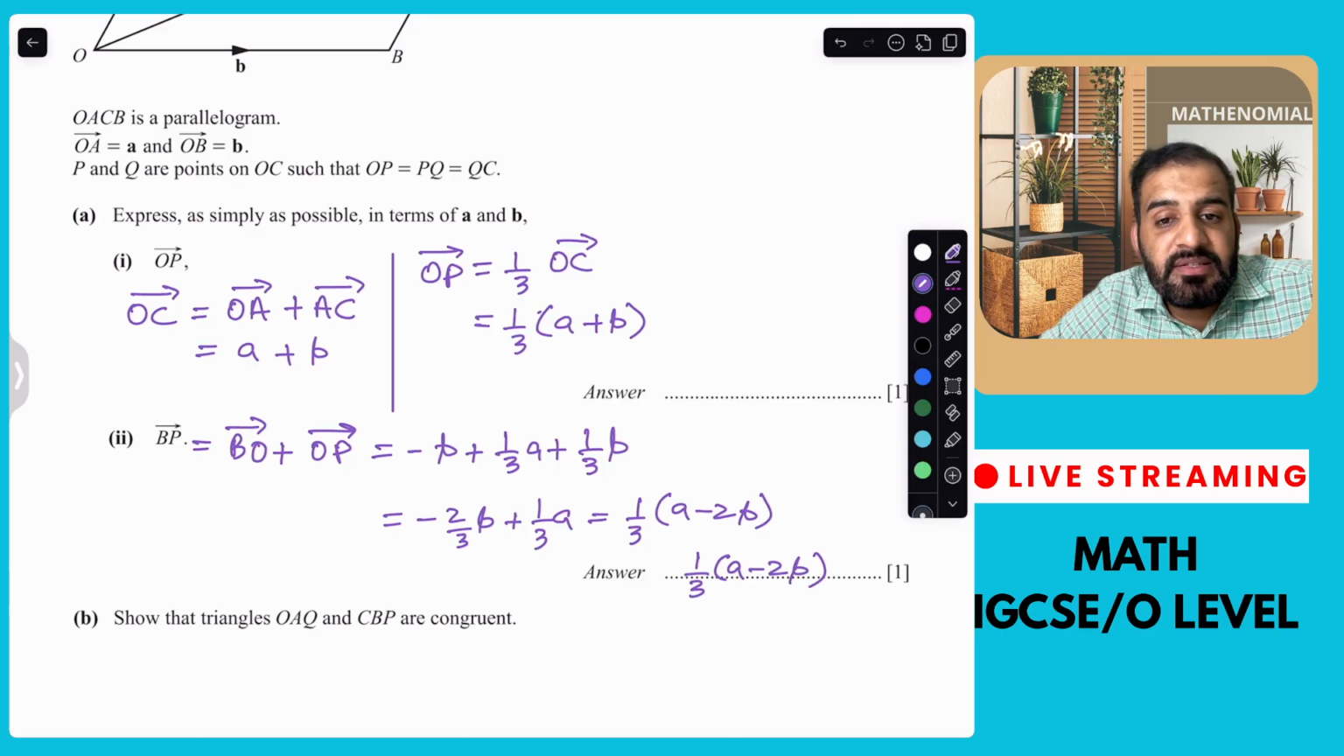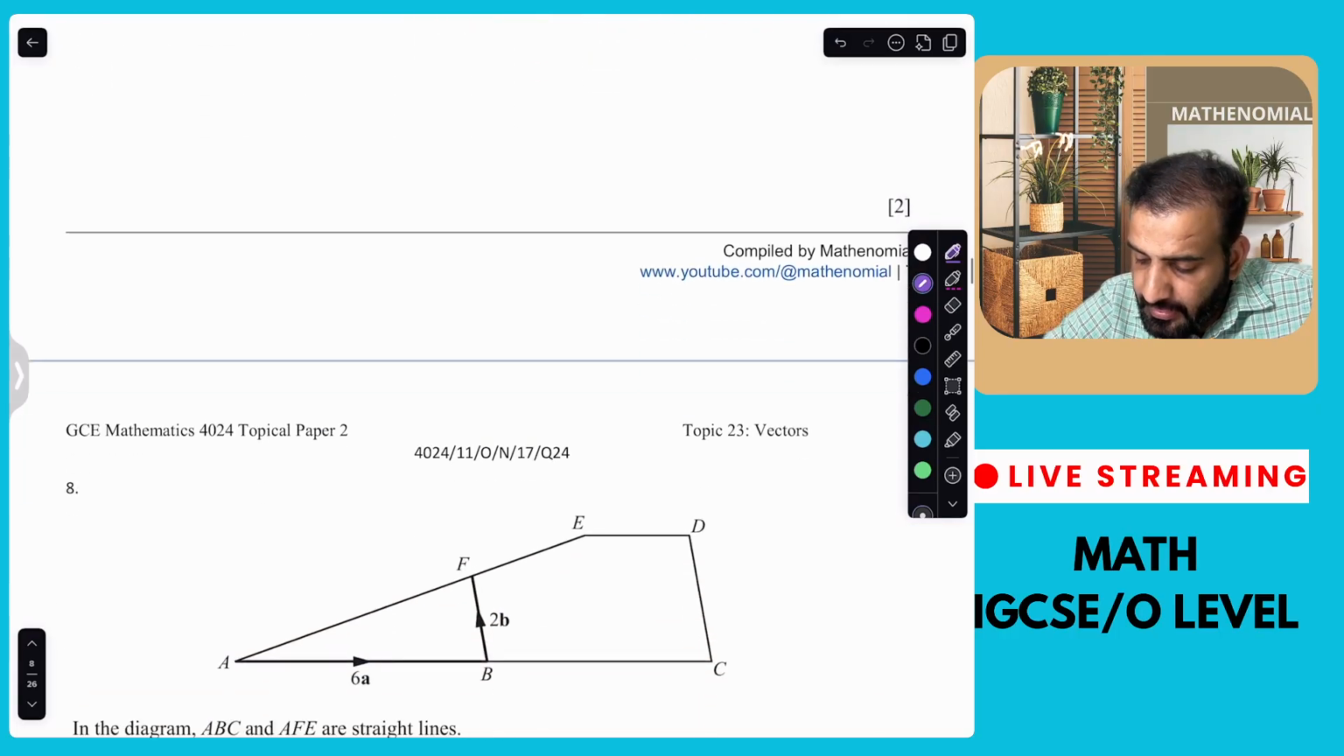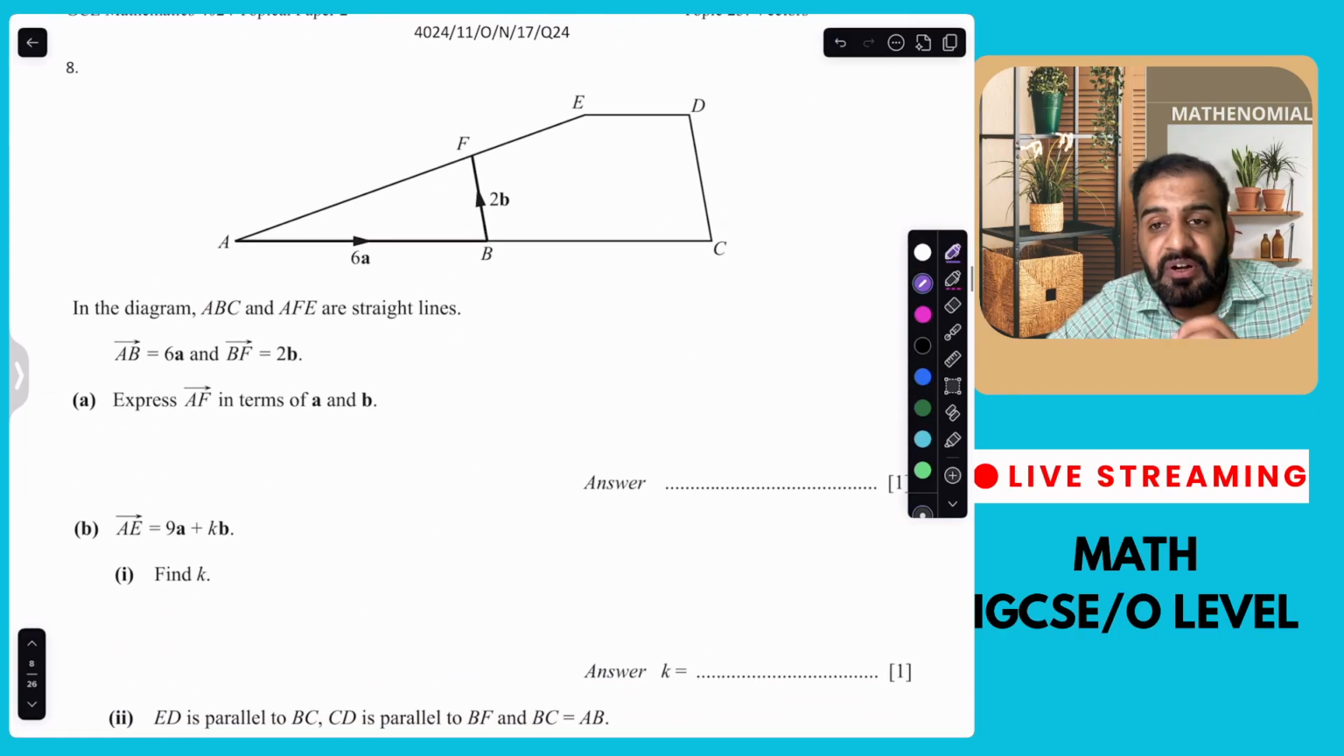Show that triangles OAQ and CBP are congruent. So you don't need to show it. It is not in the syllabus anymore. Now we have this wonderful question.